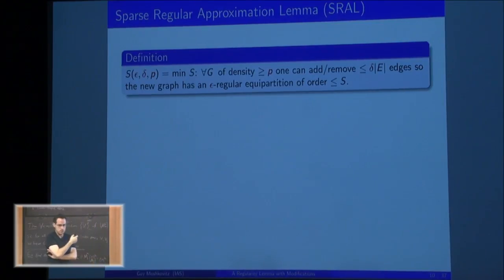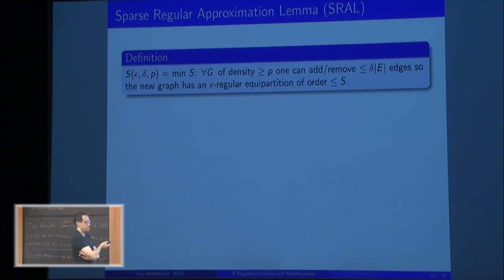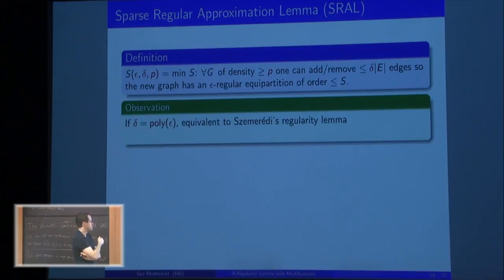Epsilon is going to be the same, like epsilon is going to be the regularity measure like before. Delta is going to be the fraction of the edges of the graph that we allow to modify. And p, we're going to need to be able to keep track of the density of the graph. So we'll add this p. And we should think of delta as smaller than epsilon.